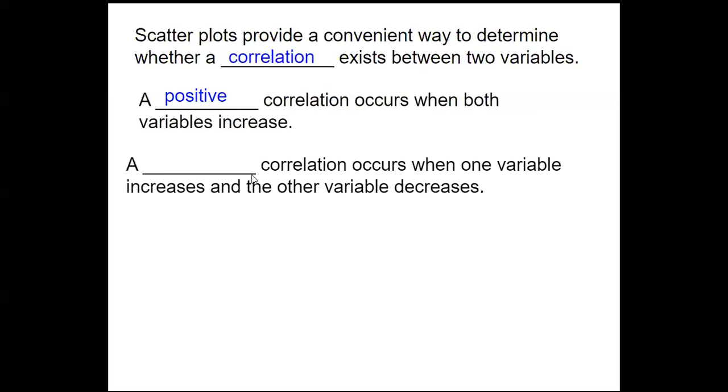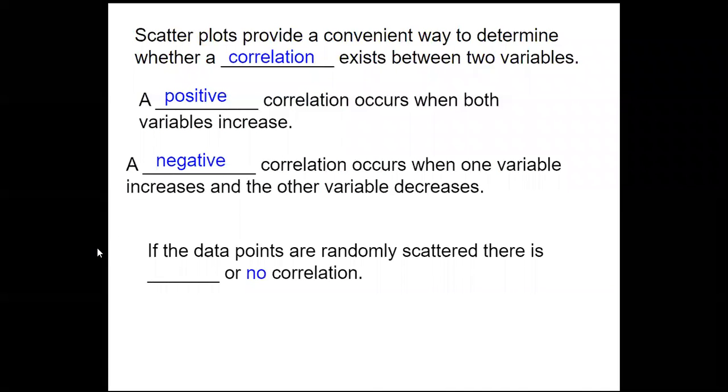Okay. Second, correlation occurs when one variable increases and the other variable decreases. So we have one increasing and the other decreasing. And after a while, I'm going to give you different examples about each case. But at the beginning, we have to know the basics. If both variables are increasing at the same time, then this will be positive. If one of them increases and the other decreases, this is called negative correlation.